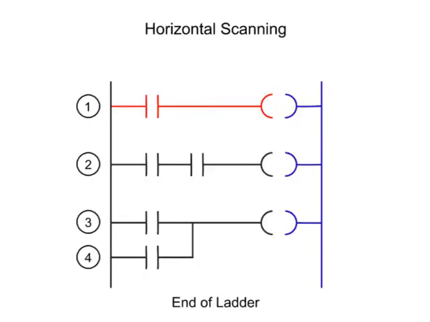The PLC scan follows a specific pattern to execute the program. The first pattern is referenced as horizontal scanning, where the program is examined from the first command left to right across the rung and top to bottom.